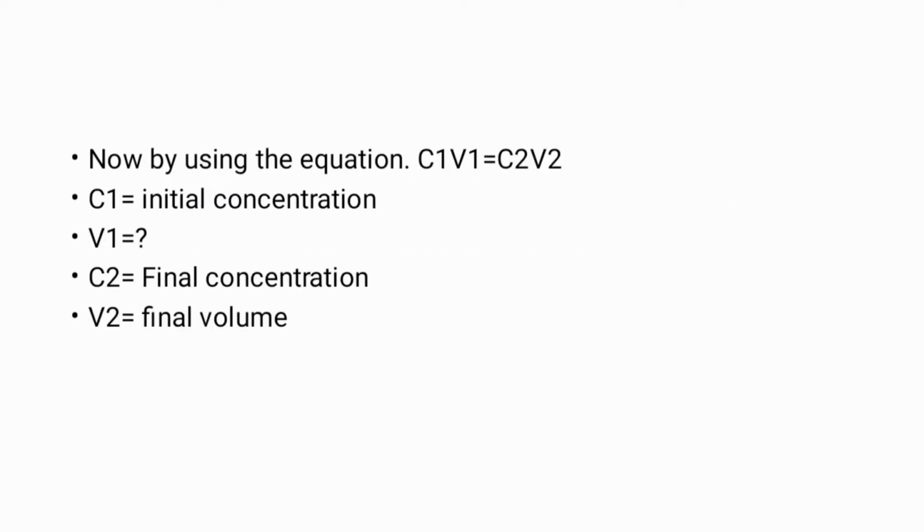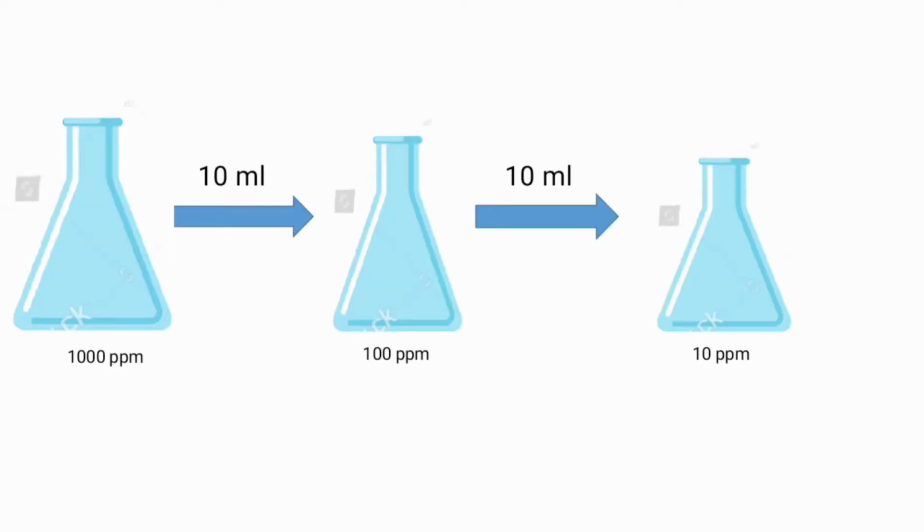Now by using the equation C1 V1 equals C2 V2, we will run a series of standards. Here C1 is the initial concentration, V1 is the initial volume which is unknown, C2 is the final concentration, and V2 is the final volume.